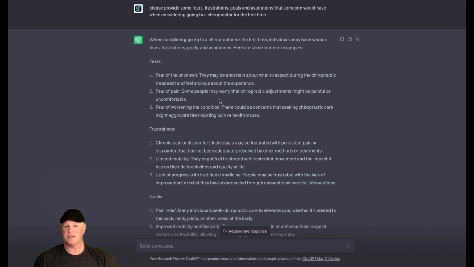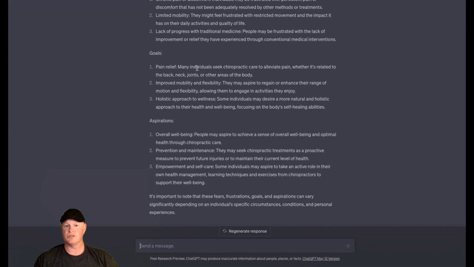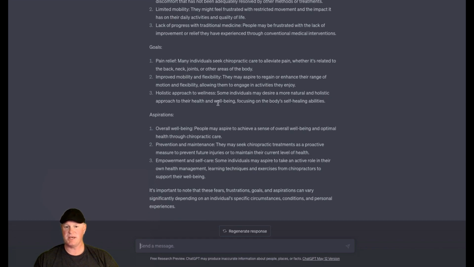Maybe fear of pain. Some people may not know that a chiropractic adjustment doesn't hurt. It's not uncomfortable. So you could create content around that. You could create content around goals too. It's always good if someone is in pain to talk about pain relief and how exactly you go about doing that, or improved mobility and flexibility, or the holistic aspect of chiropractic. Let me show you another example.